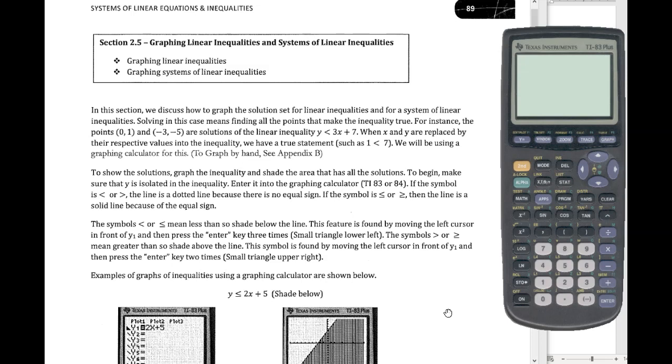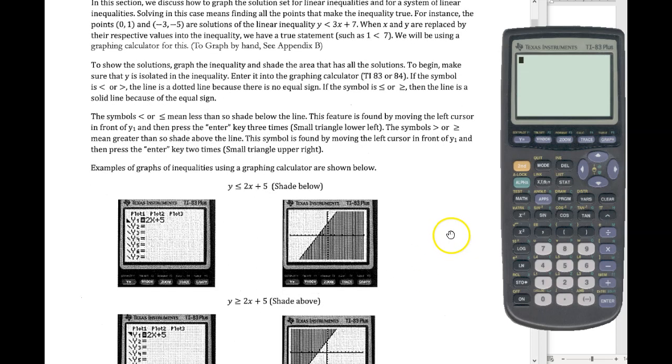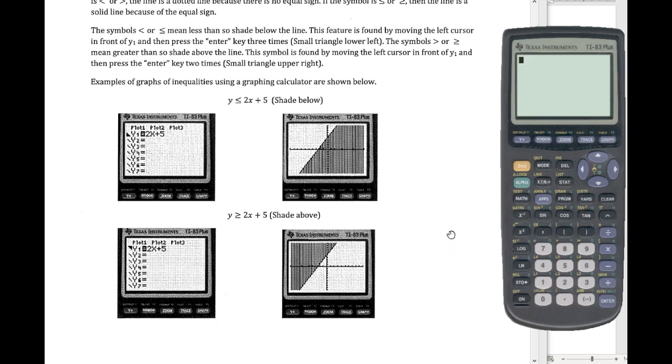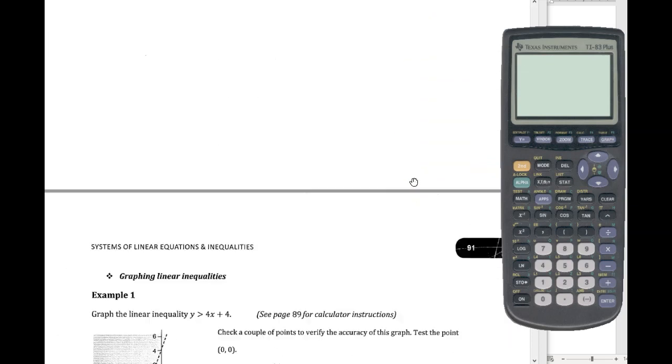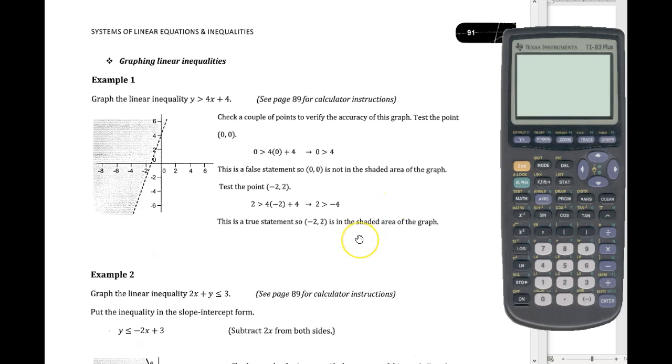So in this textbook, we encourage the use of the graphing calculator to graph your linear inequalities and systems of linear inequalities. So we're going to do that in this video. So it shows you what your calculator screen will look like when you input your inequality and then when you graph the inequality. So we're going to practice doing that in this section. So let's start with example 1. So example 1 says graph the linear inequality y is greater than 4x plus 4.